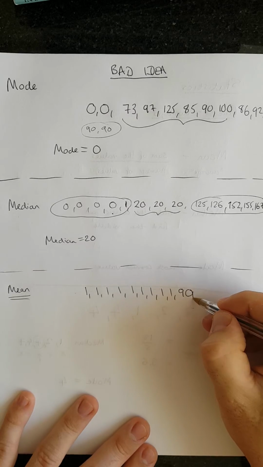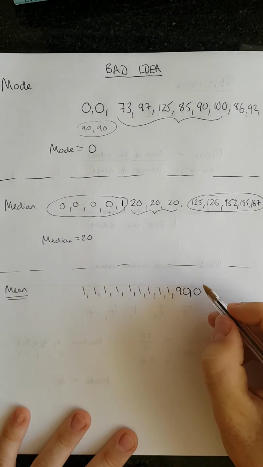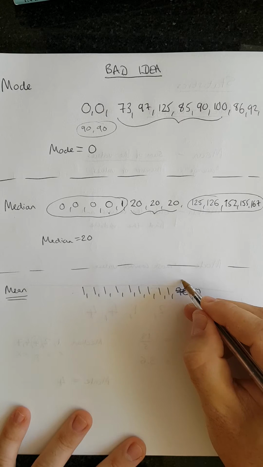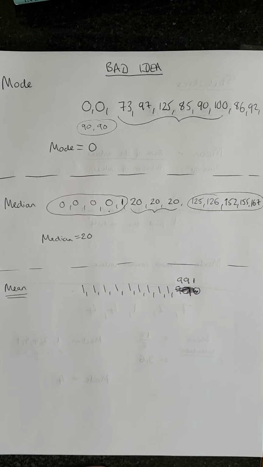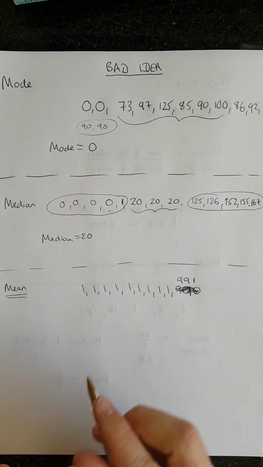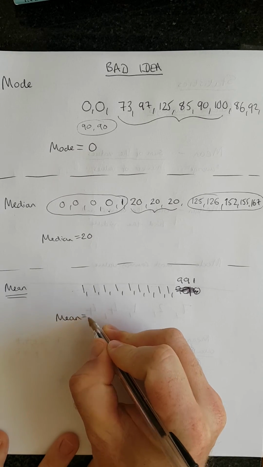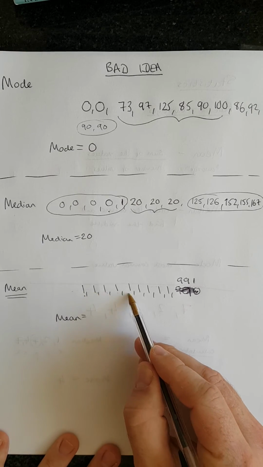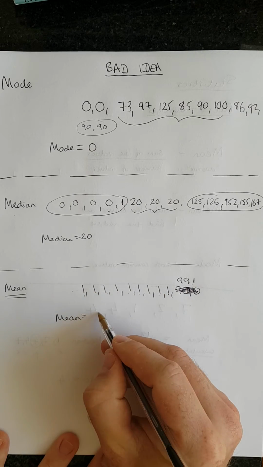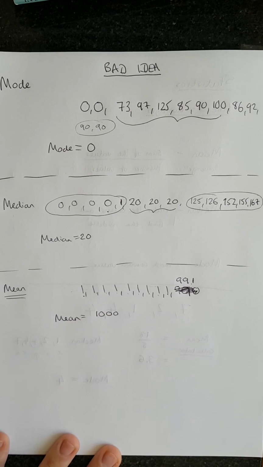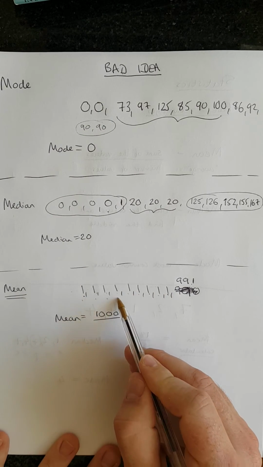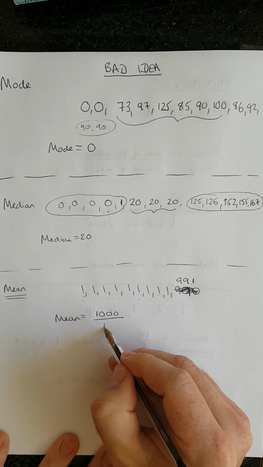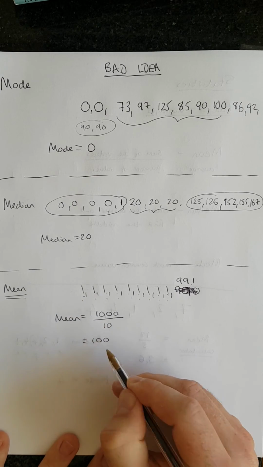In fact, I'm going to make that 990. No, 991. Let's have a look at why. So the mean is where I'm going to add those numbers together. 1, 2, 3, 4, 5, 6, 7, 8, 9. Plus that makes 1000. Divide that by how many numbers I've got. 1, 2, 3, 4, 5, 6, 7, 8, 9, 10. So my mean is 100.